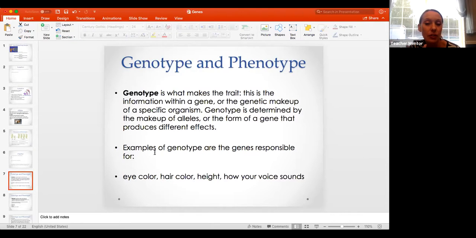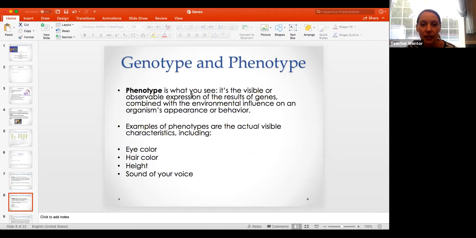Examples of genotypes and genes that were responsible. So we think about what are genetic traits. It could be eye color, hair color, height, how your voice sounds, can you curl your tongue, your earlobes, the shape of your facial features, the color of your skin. Those are genetic characteristics that you're gonna have codes for your genotype. But phenotype is what we actually see. It's the visible or observable expression of the results of the genes, okay?